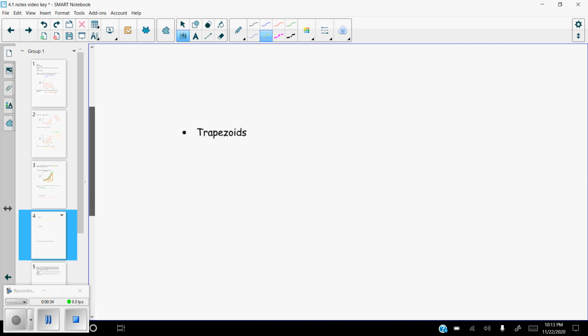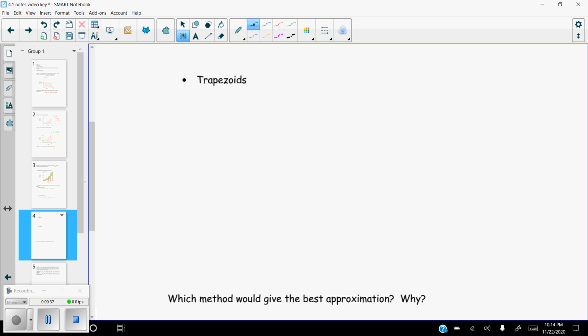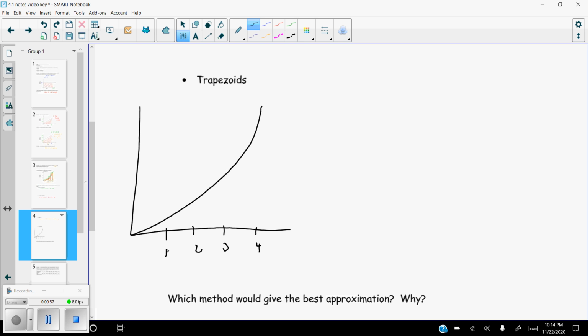So we're going to use the same function that we did before, and I'm just going to try to draw a loose sketch of that. So it looked something like that, and then this was 4. Okay, so we had our partitions as 3, 2, 1, and 0. So the idea was, if we use rectangles, we would either use the upper right-hand corner or the upper left-hand corner or the midpoint of the top of the rectangle to give us the height of the rectangle. The bases we could figure out by figuring out the difference between the x values.